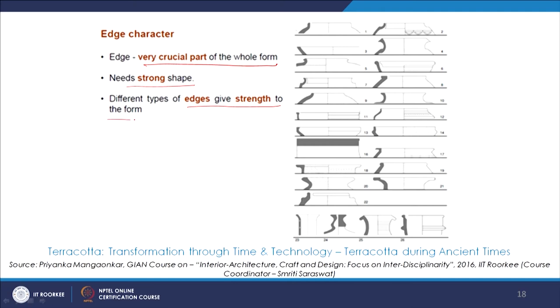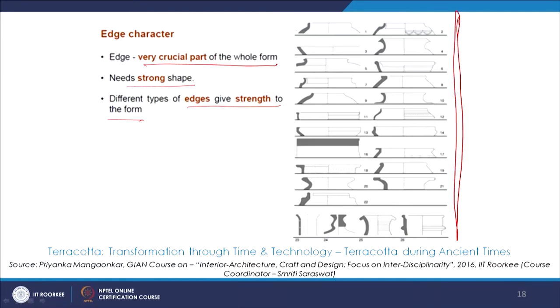Edges give strength to the form. So when we see over here different kinds of edges and different kinds of forms that go along with those edges, it helps us again understand a system and the process of making. What is the form like, what is the shape, what kind of edge is designed with which form, and how does it provide strength to it, and what is so unique about it. So all of it over here helps us understand the character of the edge and the kind of form it goes with and the kind of role it plays and what kind of strength it gives to the object of use.